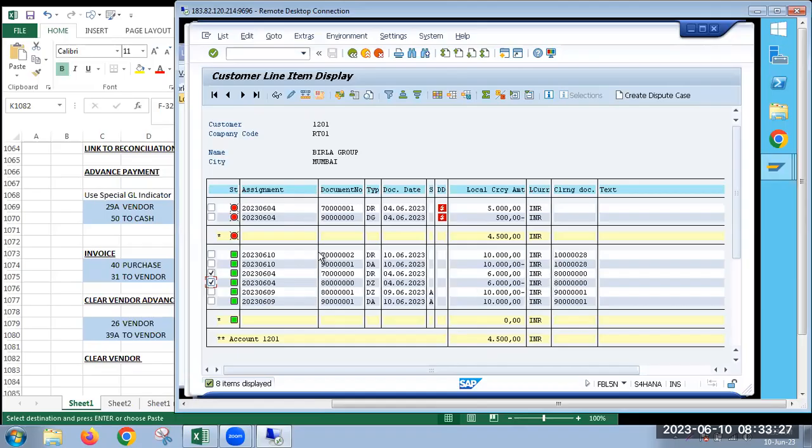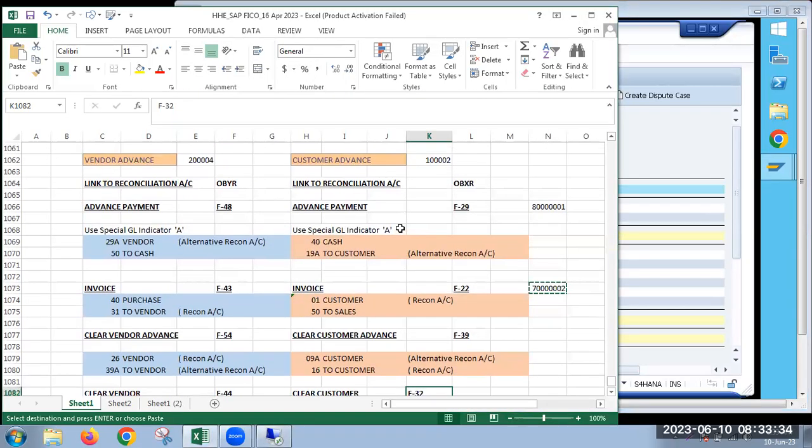Normal transaction. Okay. Anyway, the same way how we have made the vendor advances, we can close the customer advance also. That's it.